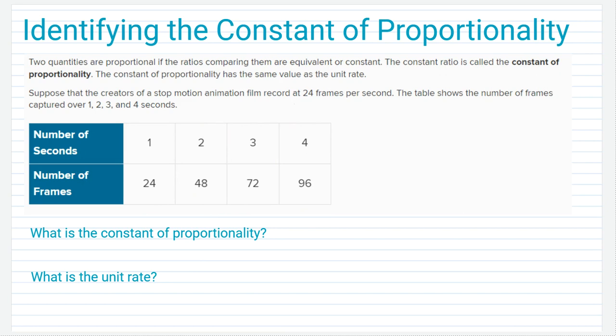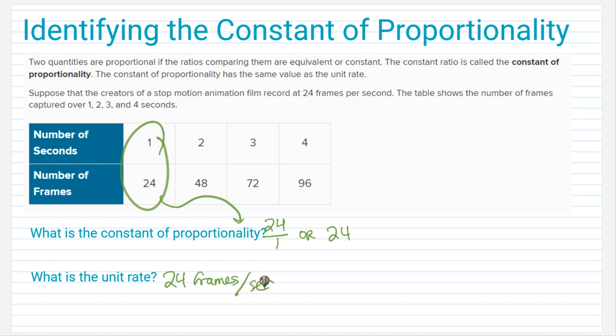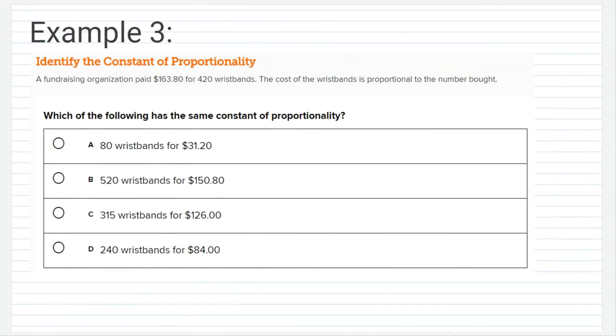So again, a unit rate is how much per one of something. So this part in our table here tells us our constant of proportionality, 24:1, or we can just say 24. So what is the unit rate? Well, that's when we actually add those labels, right? So that 24 frames per second, that's going to be our unit rate. So the constant of proportionality is the same thing as our unit rate. So if you know how to find a unit rate, you're going to be able to find that constant of proportionality. So let's take a look at this example here.